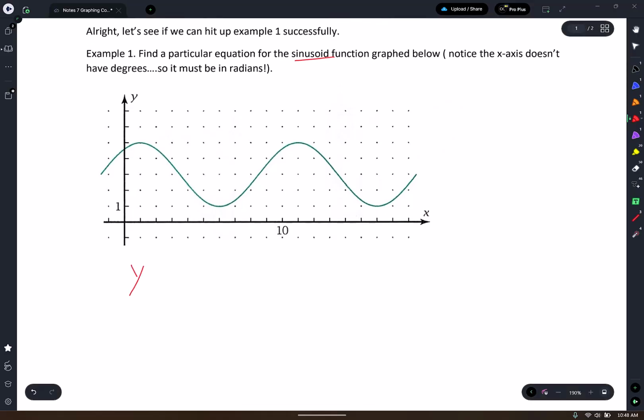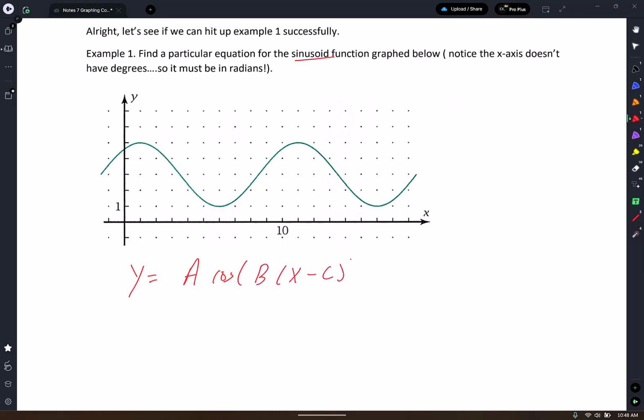First move we make, we write y equals a cosine, open parenthesis, b, open parenthesis, x minus c, close, plus d. I just went down the alphabet: a, b, c, d. Those are the numbers I want. The easiest thing to get, in my opinion, and everyone's opinion is different, is the midline, which is what letter? I think that's the easiest one to get because it's right smack in the middle between the max and the min.